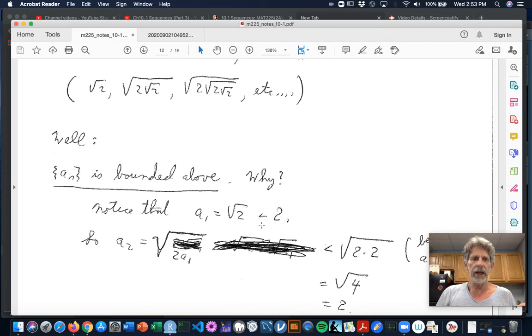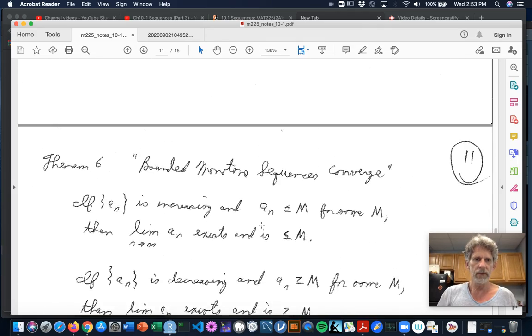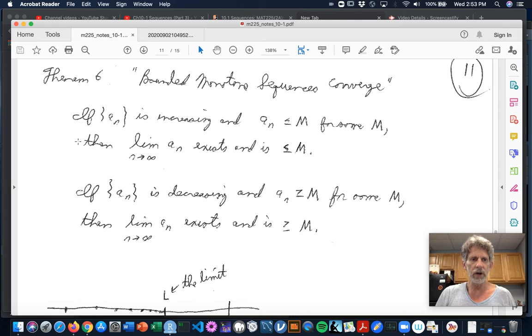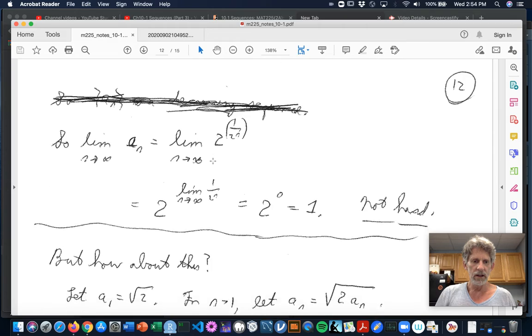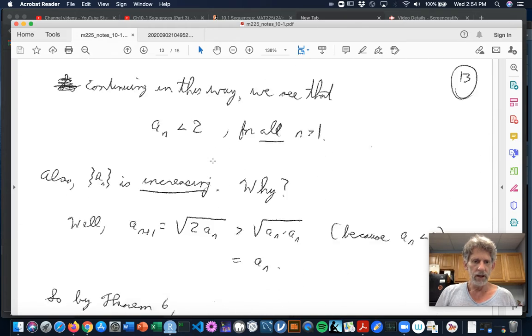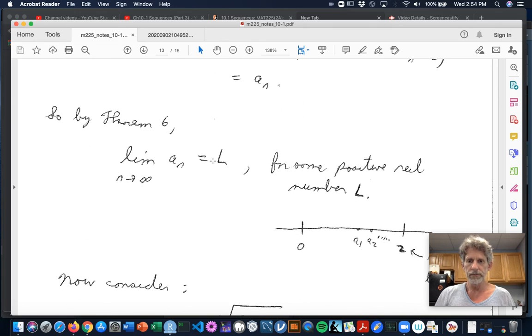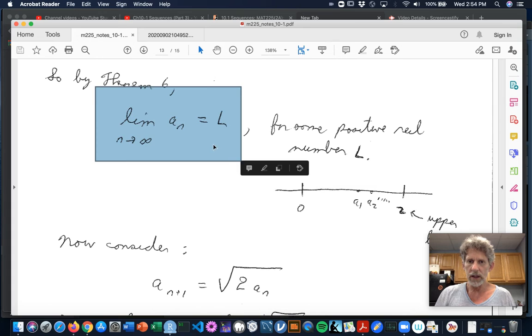So looking up at my theorem 6, I'm in this situation where I'm looking at an increasing sequence that is bounded above by a number. Therefore, that sequence has to have a limit. Okay? That's nice to know. But there's more. So it's got to have this limit. I'm going to call it L.